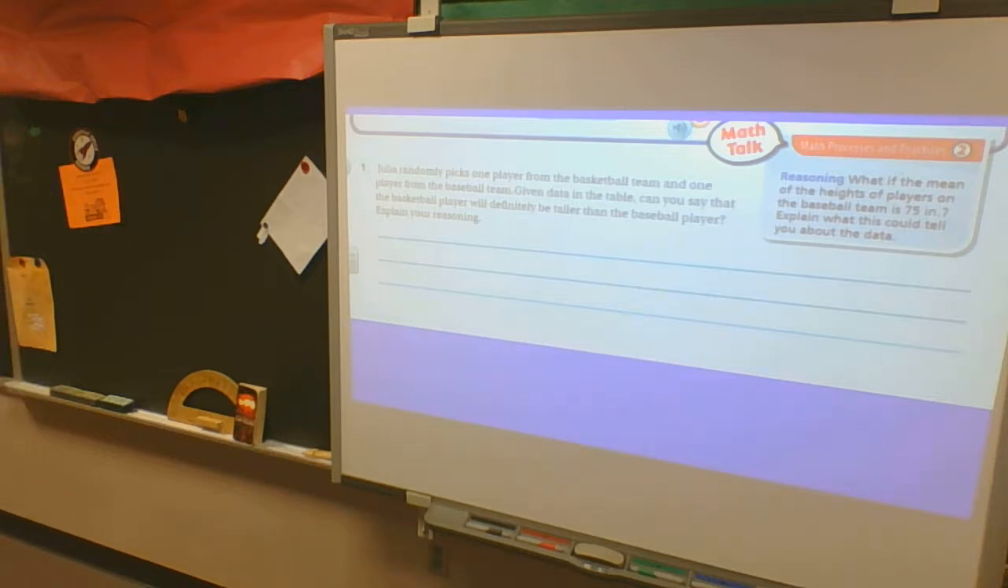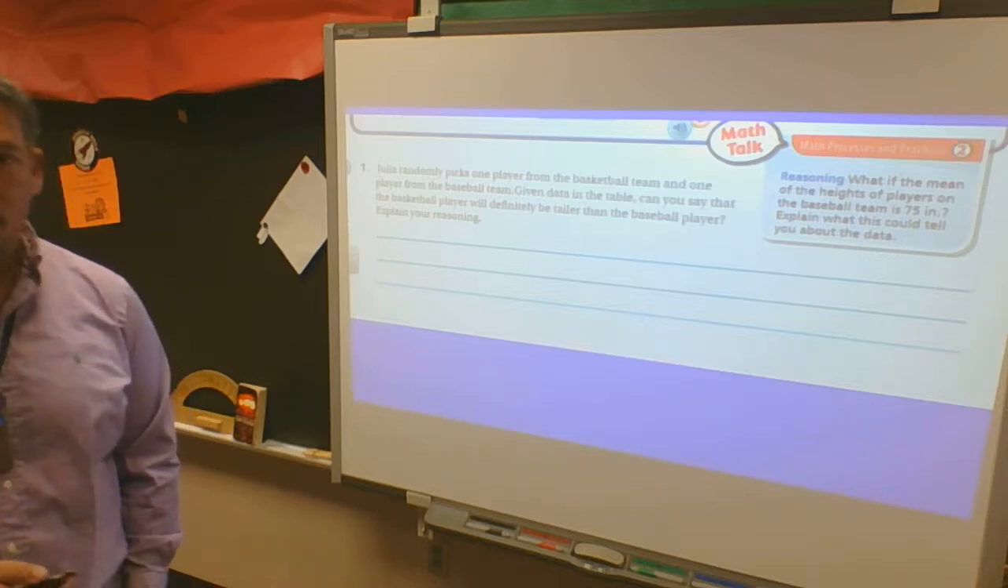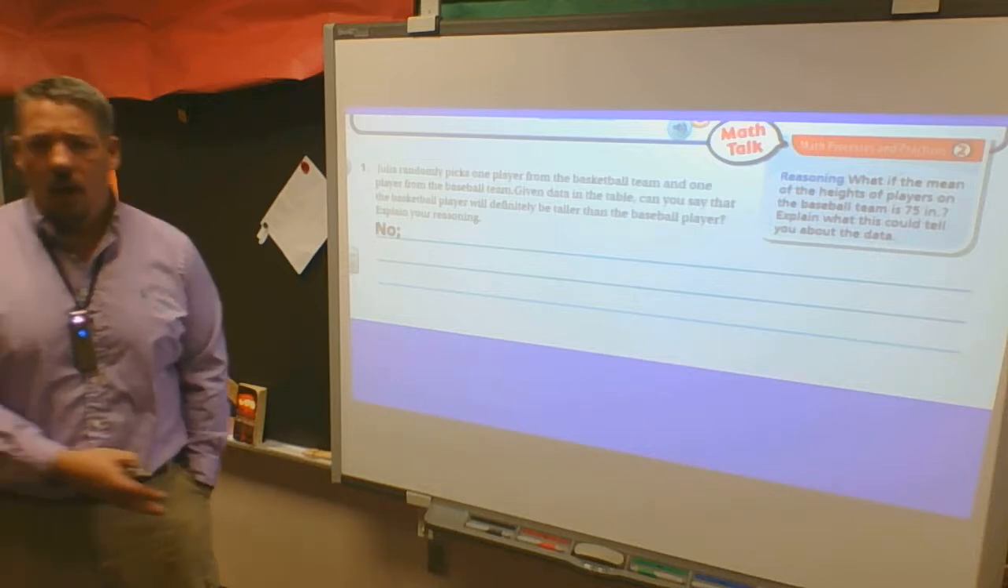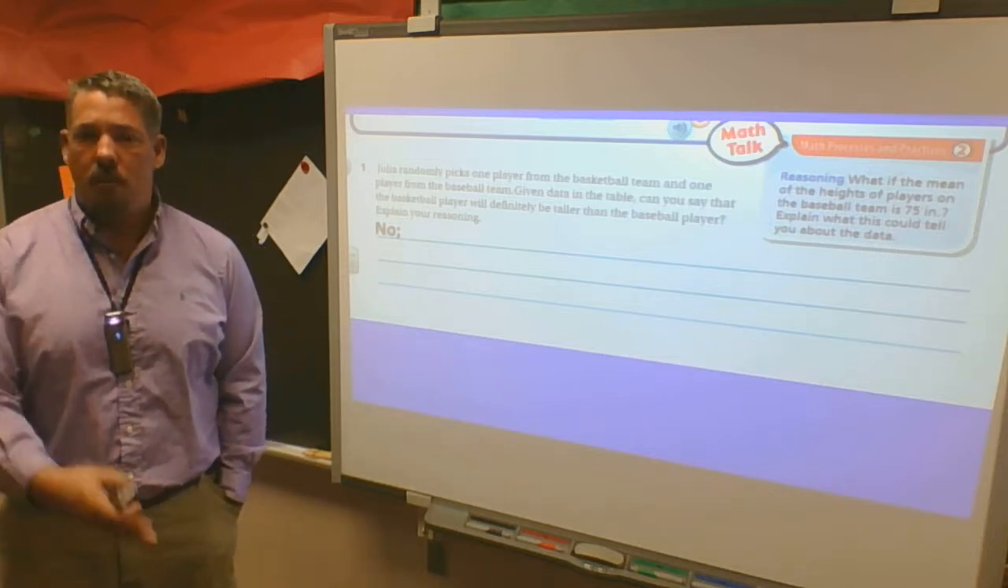So when I look at number one, it says Julia randomly picked one player from the basketball team and one player from the baseball team. Given the data in the table, which we just did, can you say that the basketball player will definitely be taller than the baseball player? Explain your reasoning. Well, when we think about that logically, that answer is just no. I can't definitely say the basketball players are taller than baseball players.